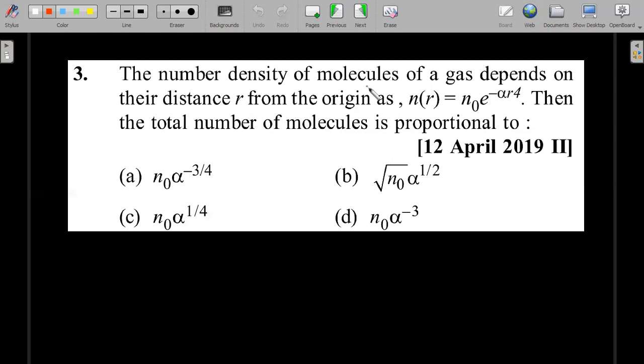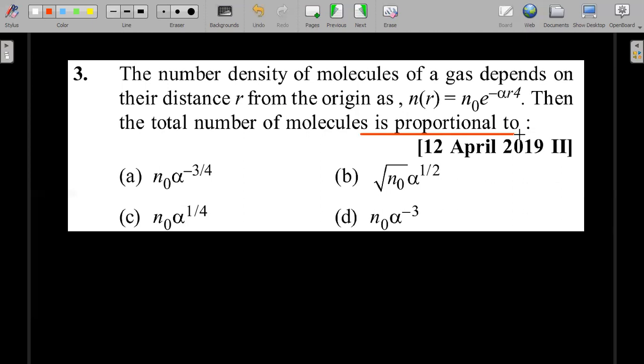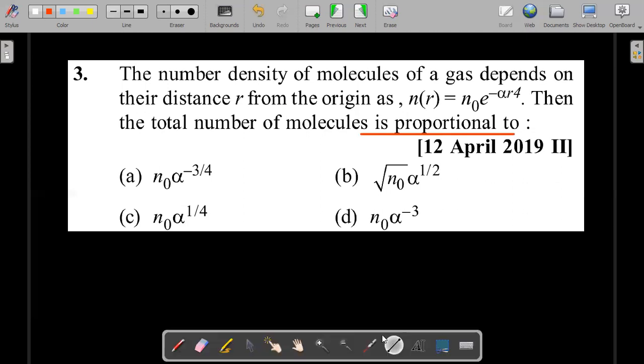The number density of molecules of a gas depends on their distance r from the origin, as n of r is equal to n naught into e power minus alpha r power 4, and then the total number of molecules is proportional to. This is the question. I hope you have given it a try. So we'll try to move ahead.